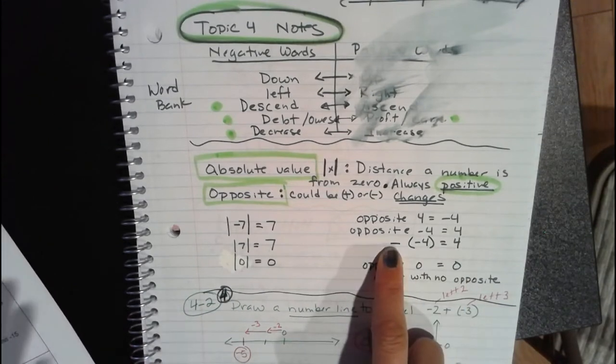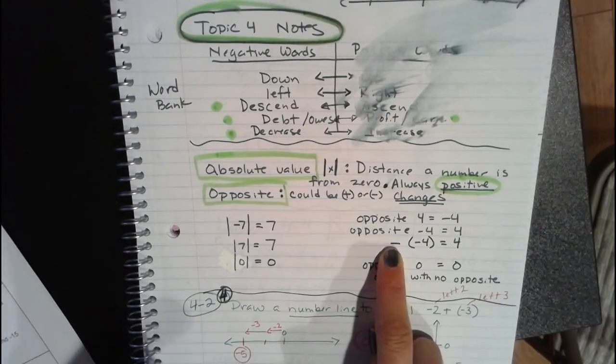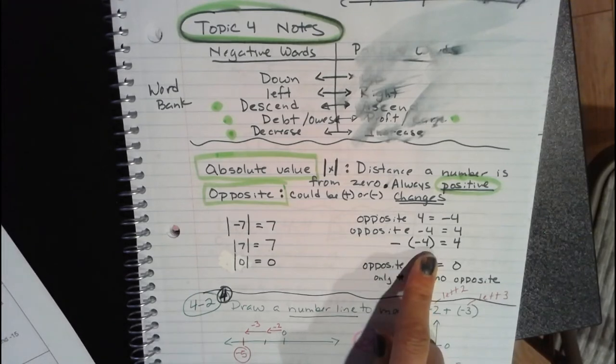This can be seen as a subtraction sign or a negative sign. See, they look the same. All minuses are negatives. Not the same thing, or not opposite, but all minuses are negatives.